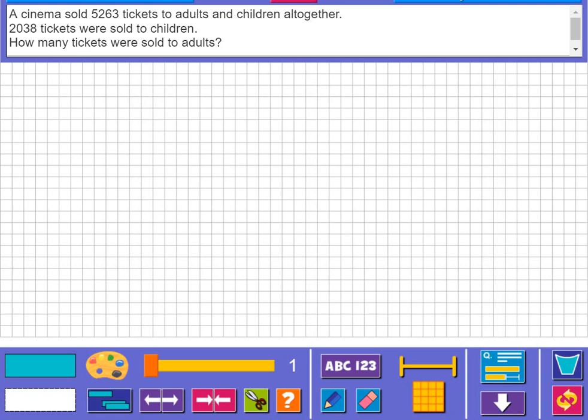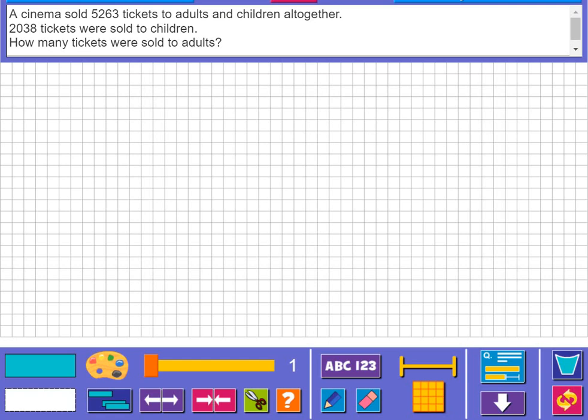First step of problem solving is to understand what the problem is. What information have I gathered? There was a cinema who sold some tickets to adults and children. There were some tickets sold to children, and I need to find out how many tickets were sold to adults. After understanding the problem, step 2 is how can I solve it?